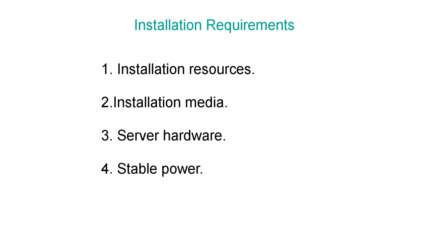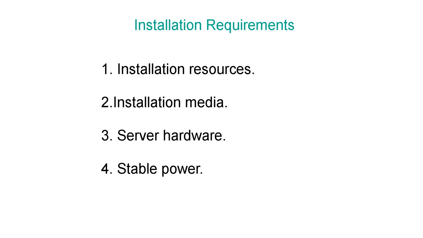The first thing you will need is the installation resources. These are the installation files that you could download from the internet, or if you have them in a hard disk, you can use them directly from the hard disk. The second thing that you need is the installation media. This could be a USB, a hard disk, or a bootable CD. The third thing you need is the server, the hardware on which you're going to install this operating system. And again, you need stable power. Once you have those ready, we are going to start the installation right now.